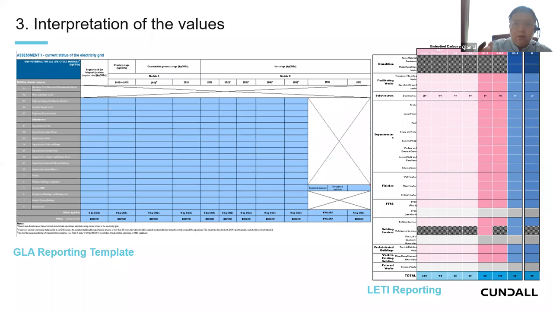This is, for example, the LETI template, and also the green shaded Excel template. This is what we developed for GLA on the reporting of their carbon value. So this breaks down into different categories, different modules. This way people can see quite clearly if something is obviously missed, if it's a big empty zero or something was super low in a category and vice versa. So it gives less opportunity of missing certain things, and this also improves the transparency and comparability.